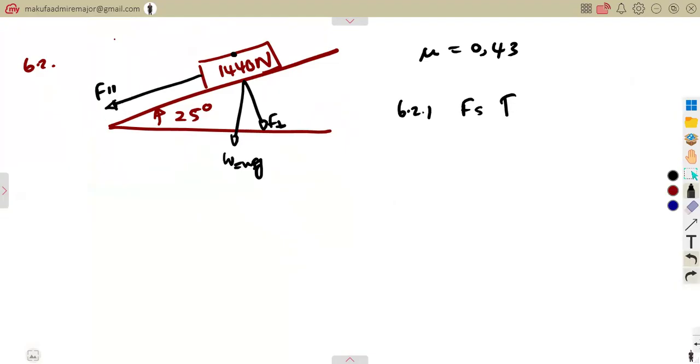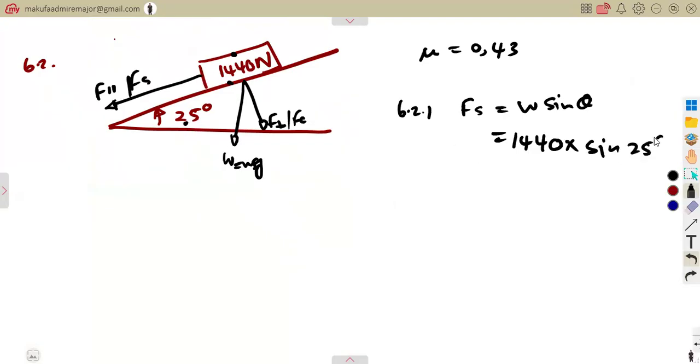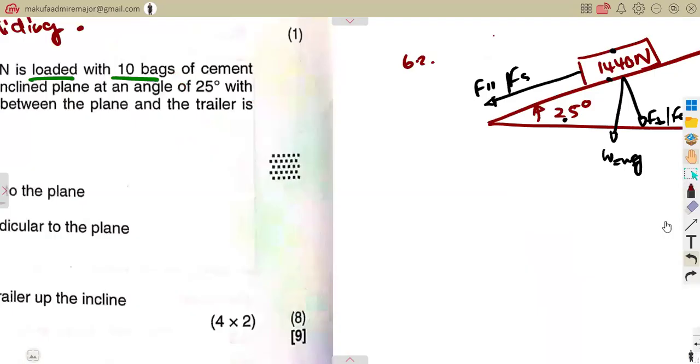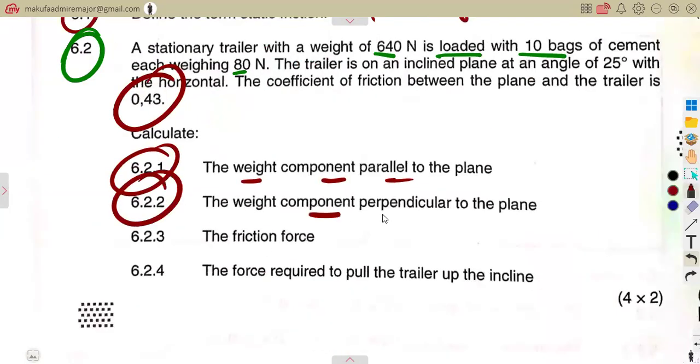Or you can just write it as Fs. It's one and the same thing. Same with this one, it's the same as Fc. So that is W sine theta, which is the weight. Already we've got 1,440 times the sine of the angle of incline of 25 degrees. This was going to give us 608.570 Newton. So that is your Fs. And in that case, we can move on to another question: the weight component perpendicular.